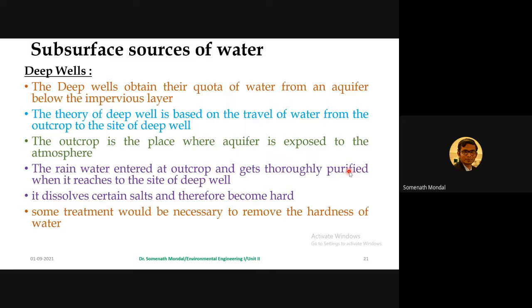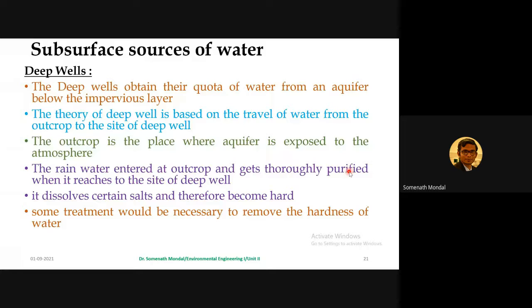So, if possible, I'll show some photos of this. Now the theory of deep wells is based on the travel of water from the outcrop to the site of the deep well. So the entire characteristics of the deep well, or the success or efficiency of the deep well, depends upon these factors. Basically the outcrop positions, and how water travels from that outcrop to the deep well, those things are very important.